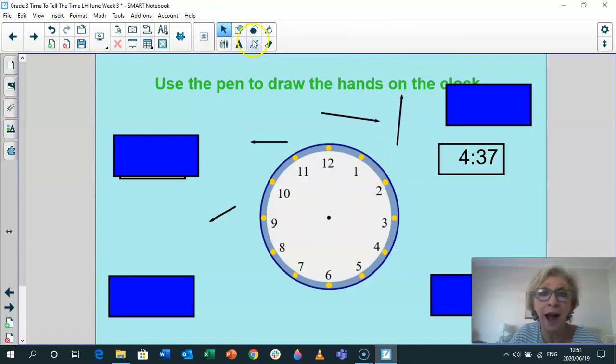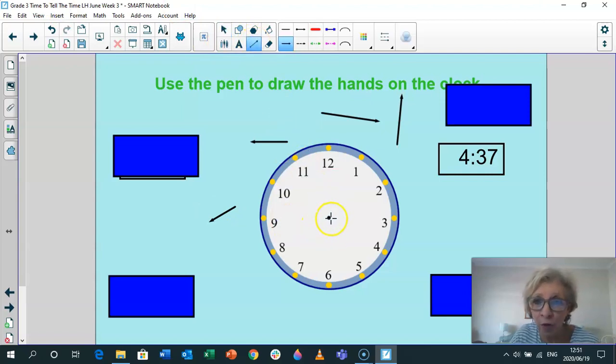Right, so what's the hour now? Right, the hour is 4. But you can see it's 4:37, so it's kind of going to be between 4 and 5. And then 37. Well, if it's 30, 4:30 would be there, but it's going to be 4:35, 4:37 minutes past.